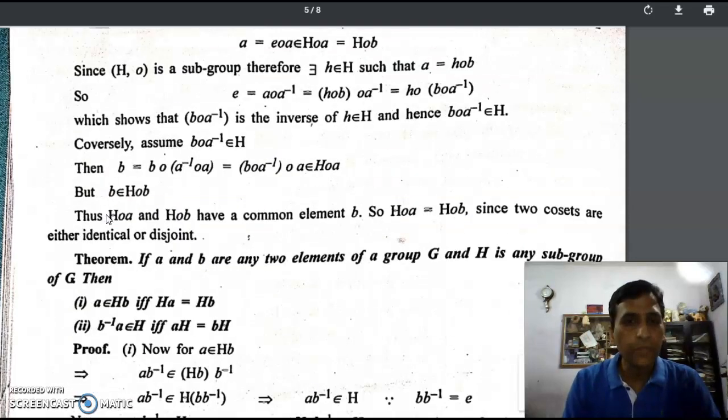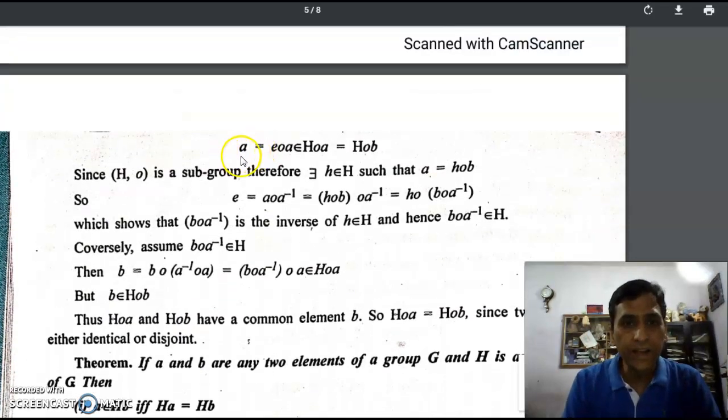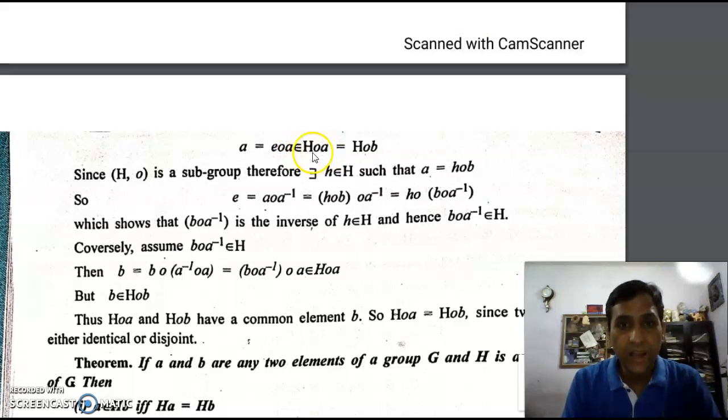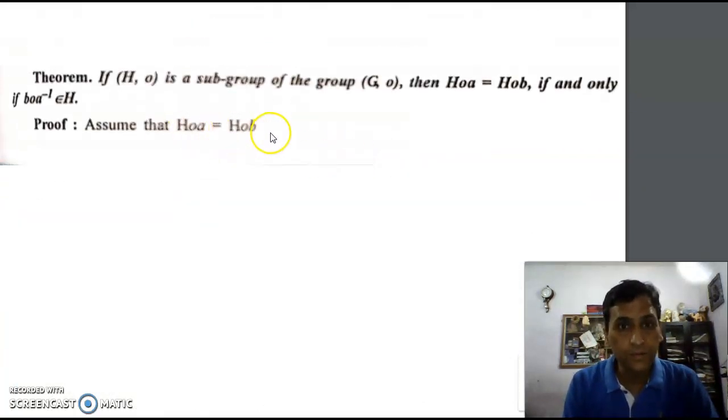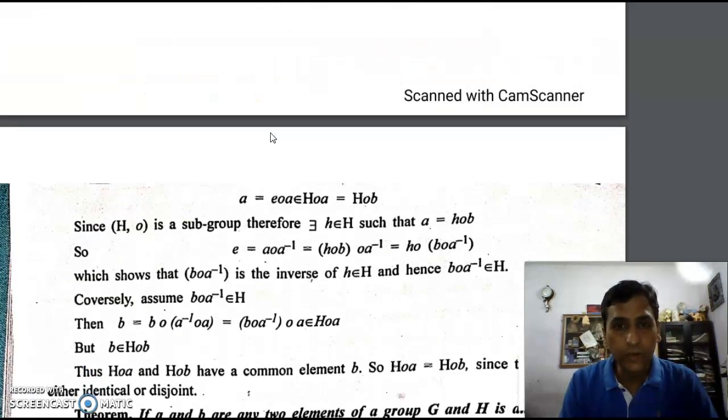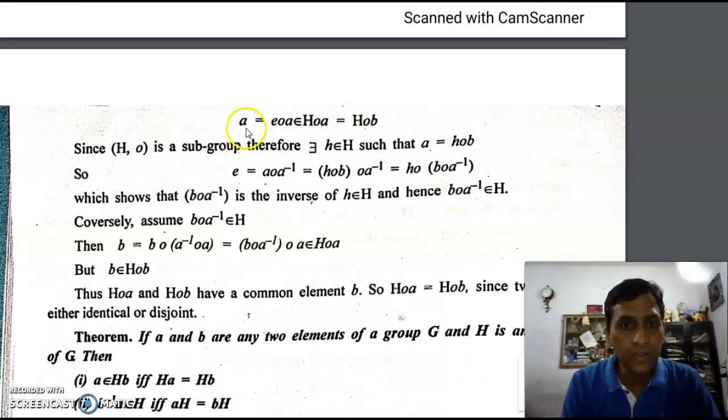For this proof, we start from here. I can write any element A as E A, because E is the identity element. E composition A is A, but E also belongs to subgroup H. So I can say this belongs to H composition A. But it is given in our question that H composition A is equal to H composition B. So I write HA equal to HB, and so this A belongs to HB.